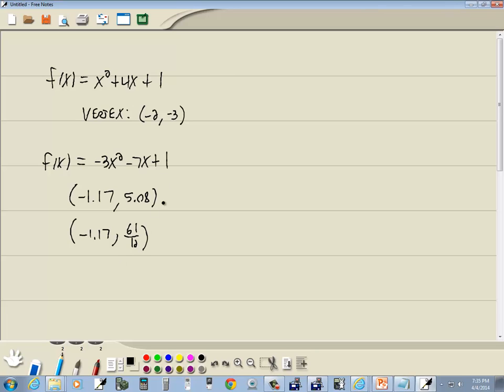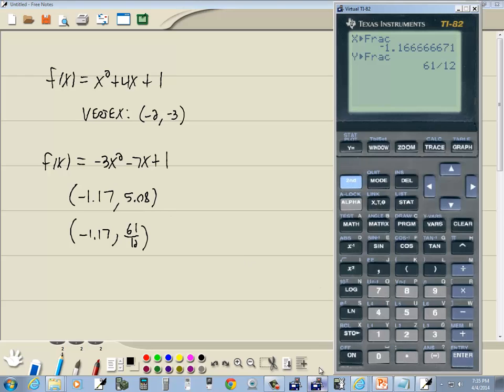But again, it has its flaws. If you want exact answers and you have a TI-82, then I'd recommend doing it by hand. But definitely, it can give you the decimal approximation. And that's finding the vertex on a TI-82 calculator.